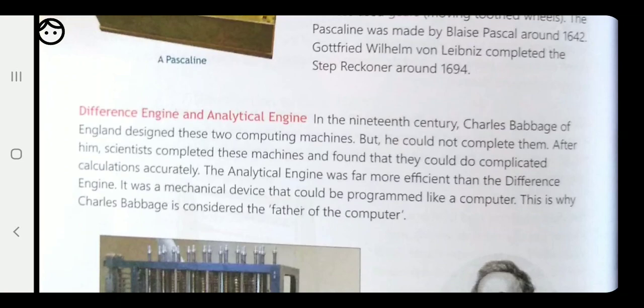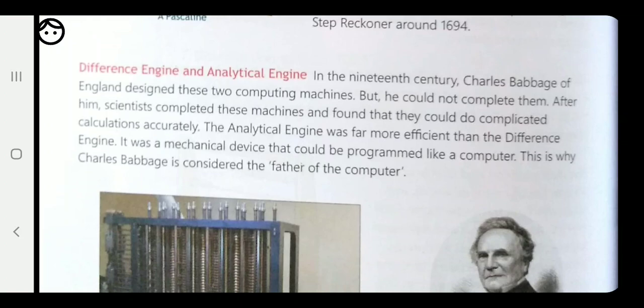Difference engine and analytical engine. In the 19th century, Charles Babbage of England designed these two computing machines, but he could not complete them. After him, scientists completed this machine and found that they could do complicated calculations accurately. The analytical engine was far more efficient than the difference engine. It was a mechanical device that could be programmed like a computer. This is why Charles Babbage is considered the father of the computer.